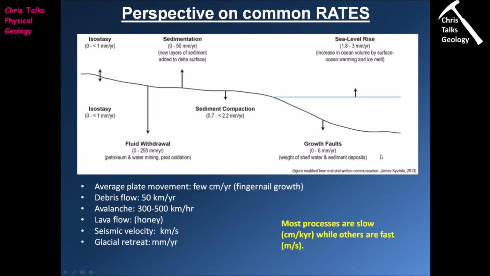Now, when we look at this diagram here, this is a diagram which is summarizing some of the more common rates that we're going to see on the surface of the Earth at the moment. So we can see there are several changes listed in this diagram. What you'll notice is that a lot of these changes are occurring in units of millimeters a year. So if we look at sea level rise, we can see sea level rise at the moment is anywhere between about 1.8 and 3 millimeters per year. Now, this is relatively fast.